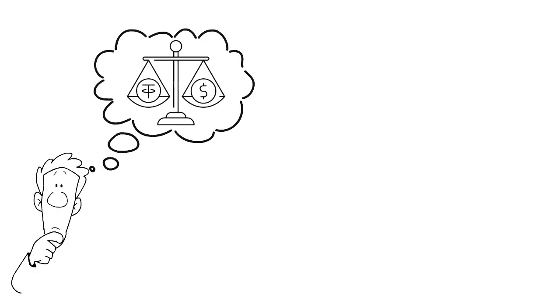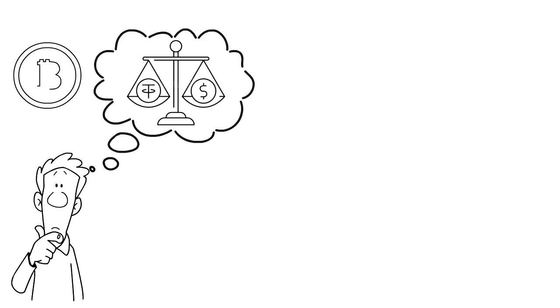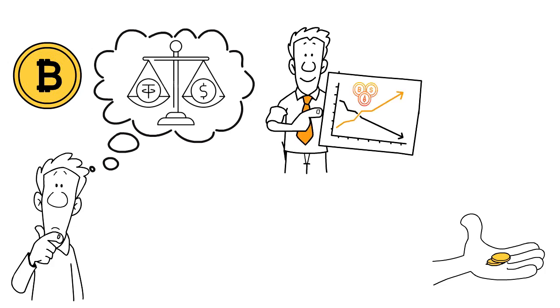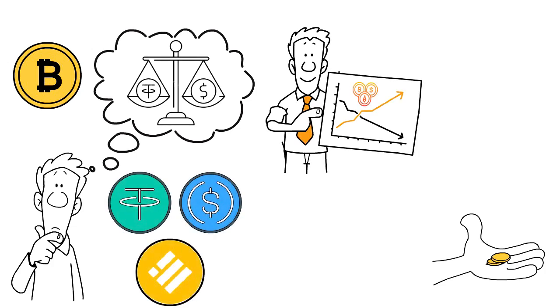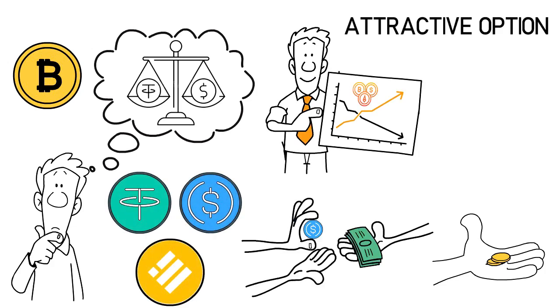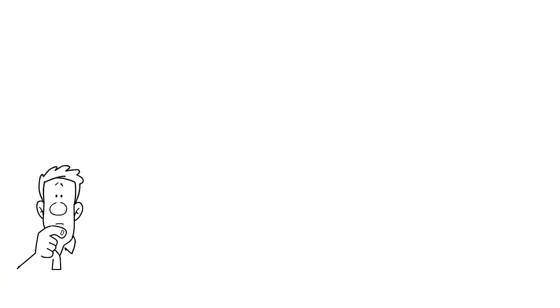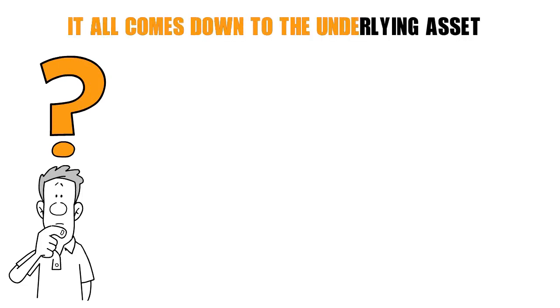So, what exactly is a stablecoin, you might be wondering? It's kind of in the name, a cryptocurrency designed to maintain a stable value. While other cryptocurrencies may experience wild price swings, stablecoins remain stable, making them an attractive option for traders, investors, and everyday users. But how do stablecoins manage to maintain this stability?